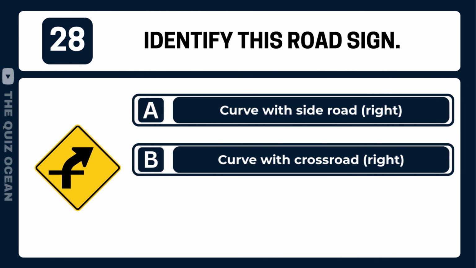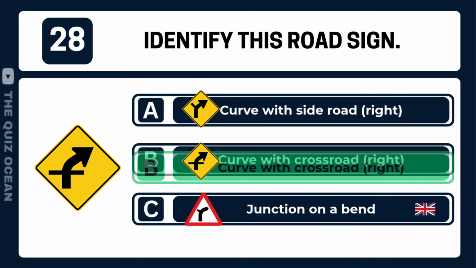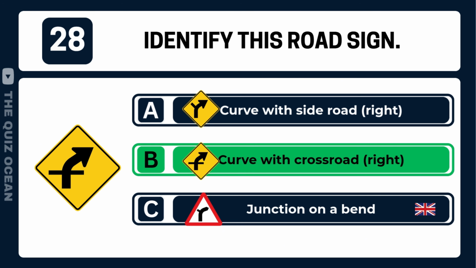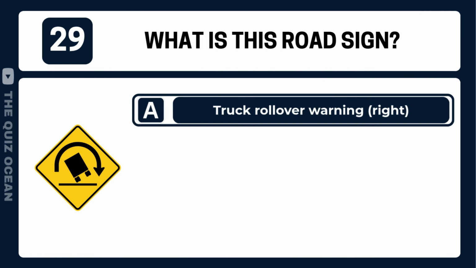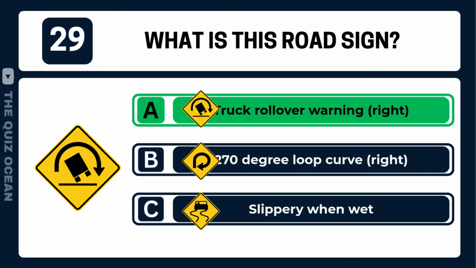Question 28. Identify this road sign. The answer is B. Curve with crossroad right. Question 29. What is this road sign? The answer is A. Truck rollover warning right.